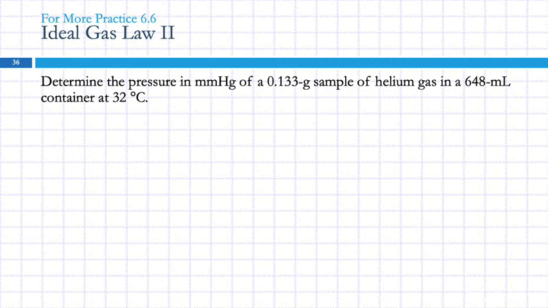And then in this one, we're going to have to do a little bit more. But again, let's highlight the numbers. 0.133 grams, 648 milliliters, 32 degrees Celsius. Trying to find pressure in millimeters of mercury.